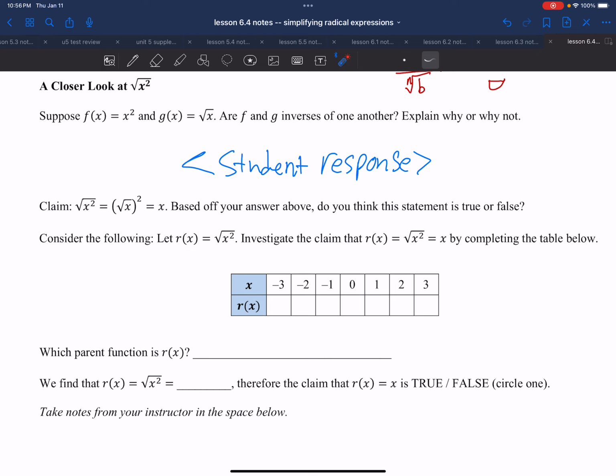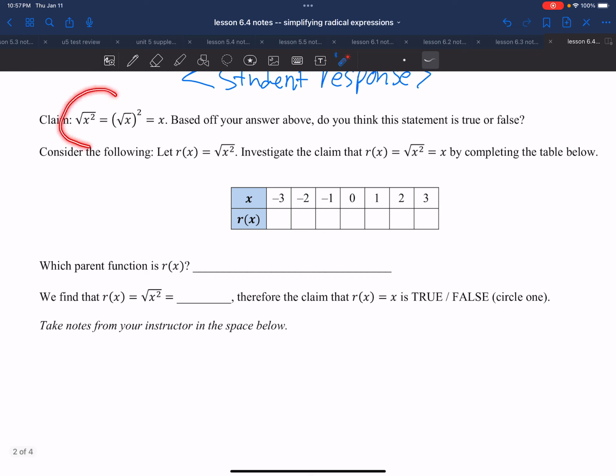But are they really? And that's what this section is about. So claim, here's the claim. The square root of x squared is equivalent to the square root of x, squared, which is all equal to x, meaning they're inverses, right? That's the composition of f with g and g with f. So it says, based off your answer above, do you think this statement is true or false? I say, I don't know. It's probably true. But let's investigate.